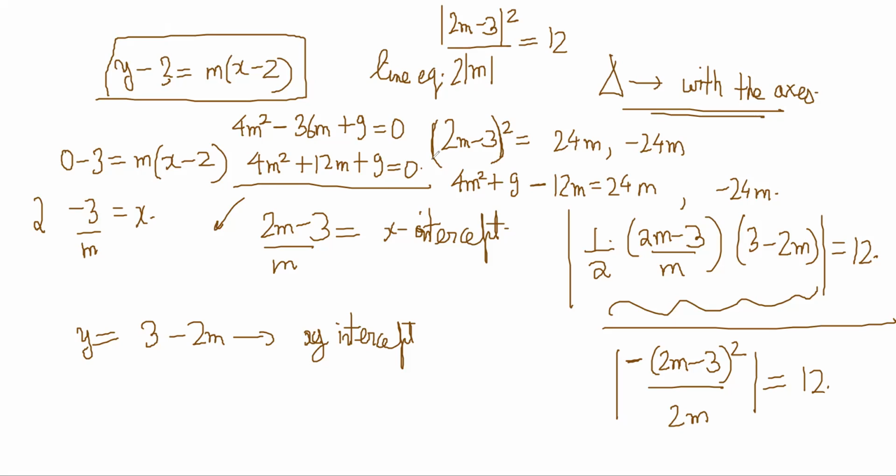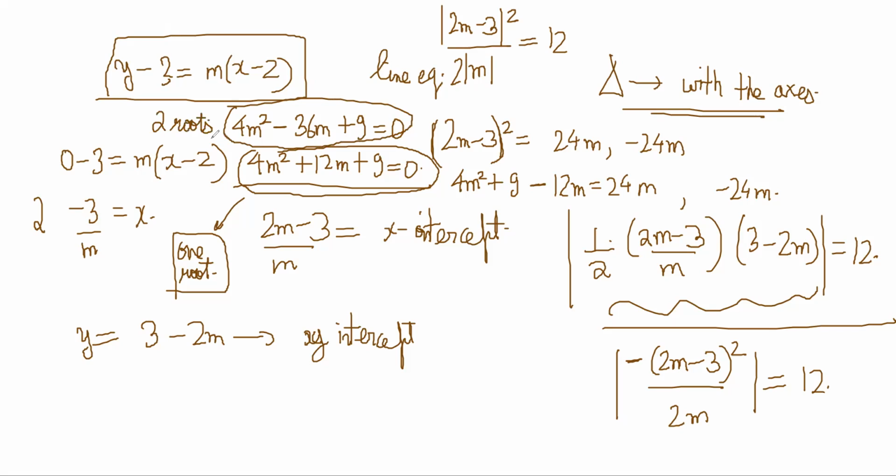square, one root, right? And this is going to give two roots, right? So we get 3. So total number of values of m are three values.